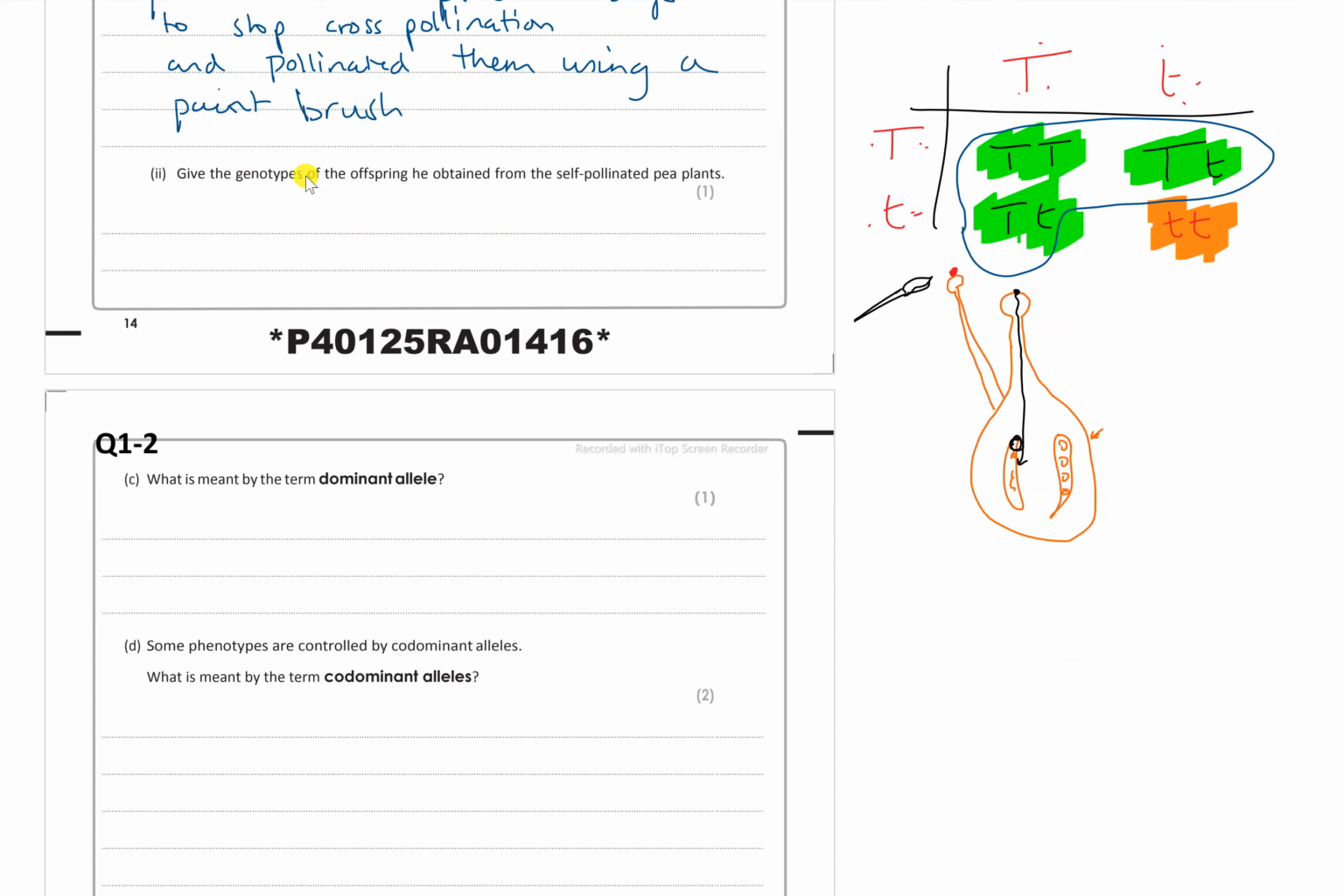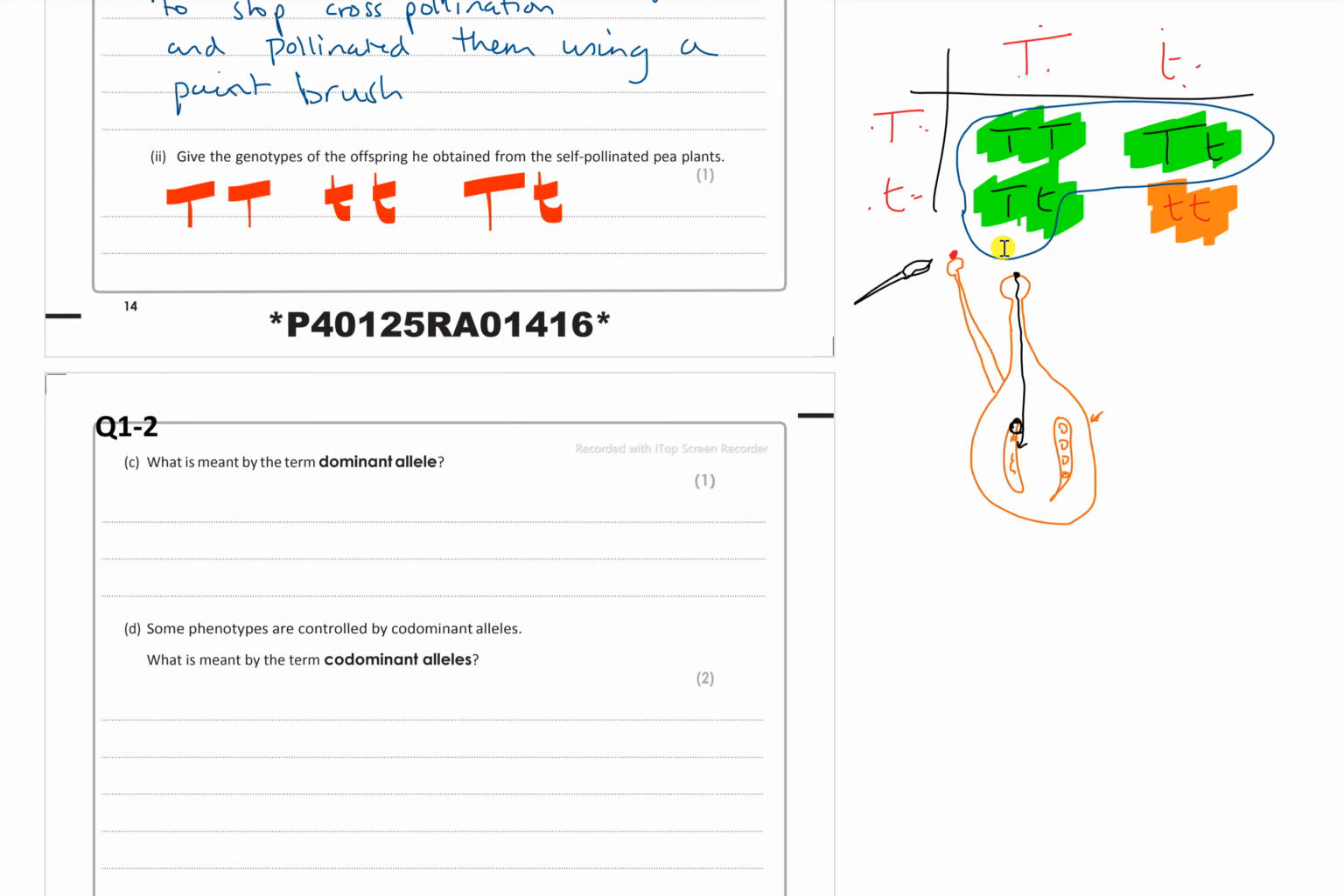Give the genotypes of the offspring he obtained from the self-pollinated plants. Yeah, and we've done that here. TT and Tt. So there's two types that he's going to get. No, he's going to get three types. He's going to get the tt as well. He's going to get three types, three genotypes.